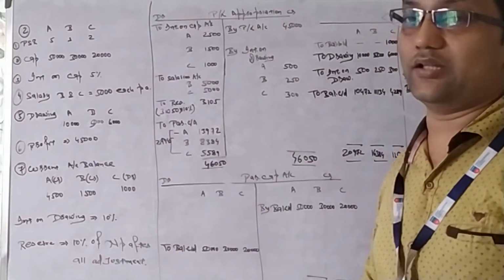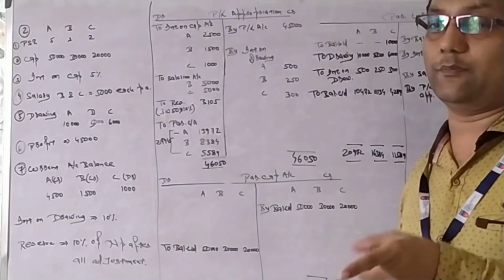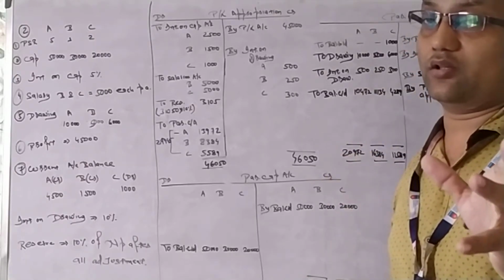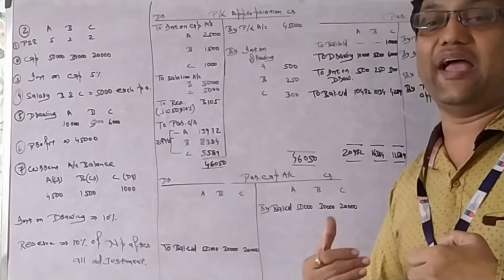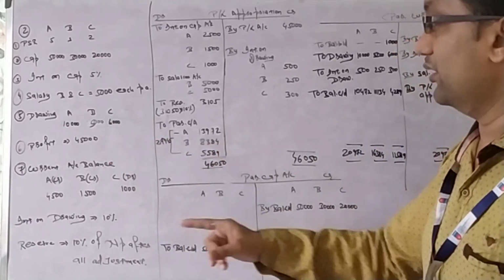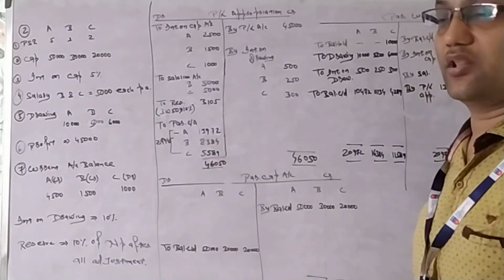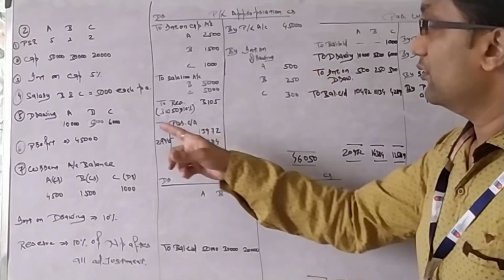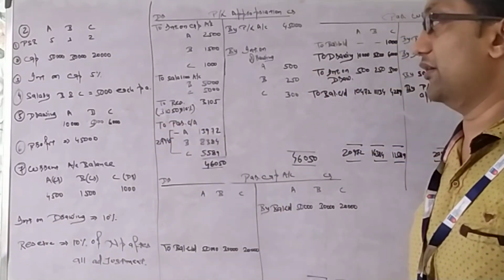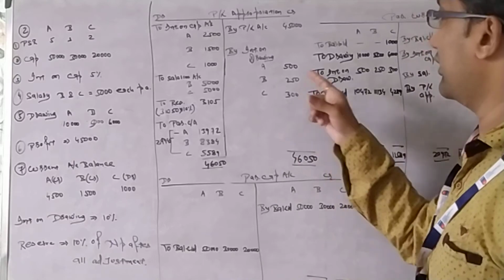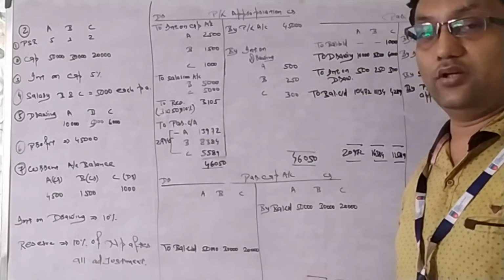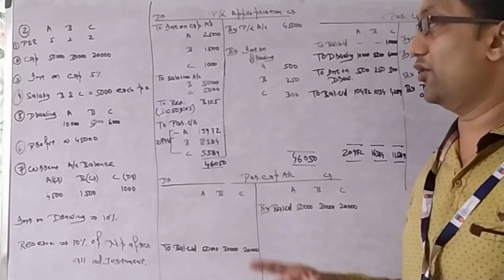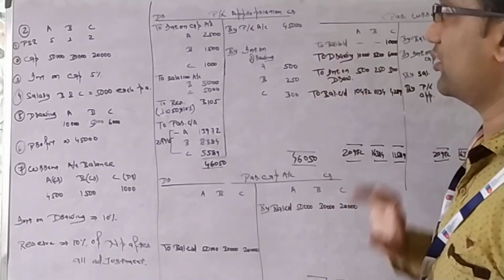He has drawn 10,000. 10,000 into 10% into 6/12, because during the year he has drawn, we don't know the date, so we will take the average. 10,000 into 10% into 6/12, that is 500. 5,000 into 10% into 6/12, that is 250. And 6,000 into 10% into 6/12, that is 300. So we have got this figure.